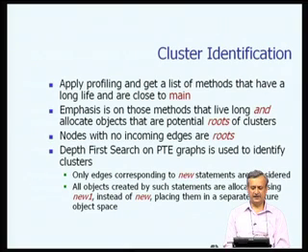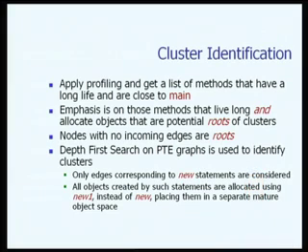Then depth first search from the PTE graphs is used to identify clusters. So, only edges corresponding to new statements are considered. New is the allocation statement, and all objects created by such statements are allocated using some other procedure called new 1 instead of the regular procedure new, placing them in a separate mature object space. So, instead of trying to pass information to new and overload it, we statically replace the new statement by a statement new 1, which allocates the space on that mature object space rather than on the regular heap.